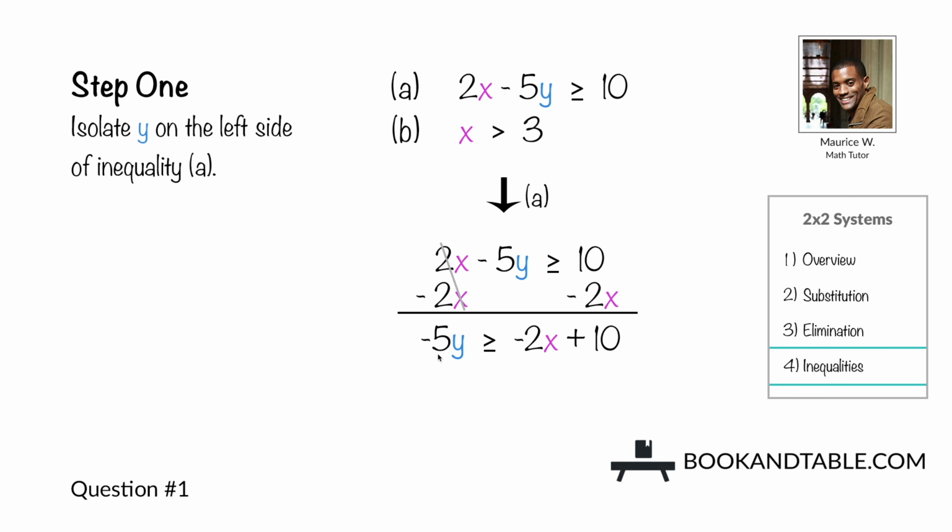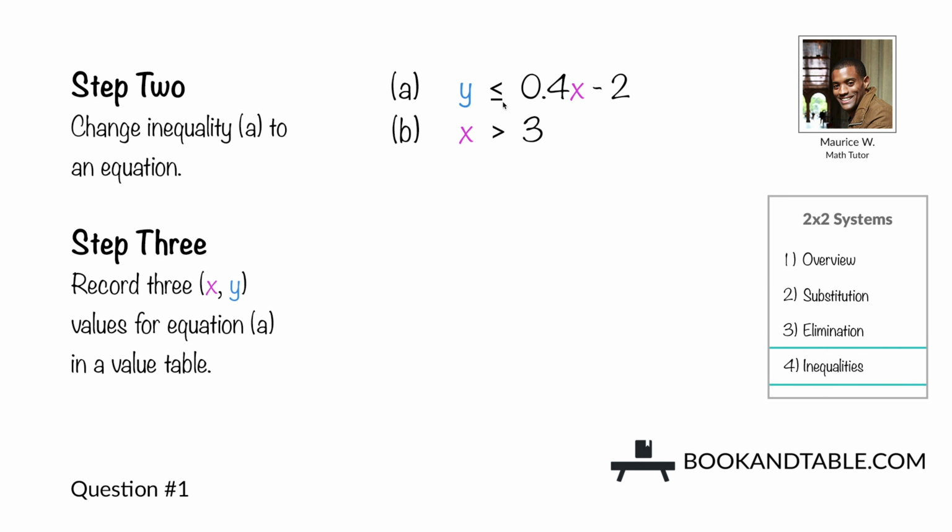To cancel out this coefficient of negative 5, we'll divide both sides by negative 5. And since we're dividing by a negative number, we'll reverse the greater than to less than, leaving us with y is less than or equal to. Negative 2 divided by negative 5 would give us positive 2 over 5. We have 2x, so it's 2x over 5. 10 divided by negative 5 is equal to negative 2. And it'll make it easier when we're plugging in values for x if we change this fraction to decimal form. 2 divided by 5 is equivalent to 0.4. So we'll rewrite inequality A as that.